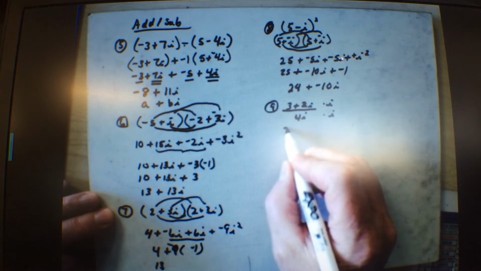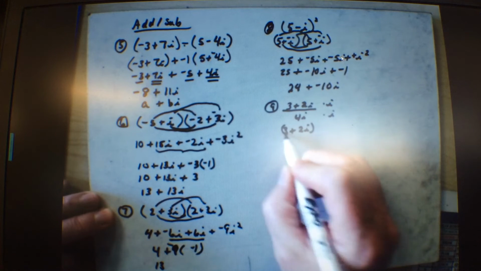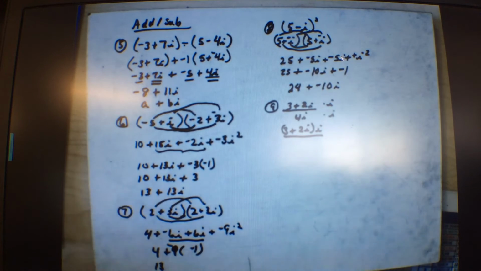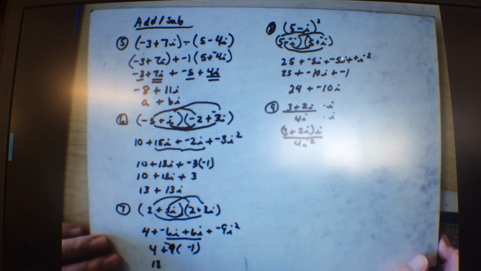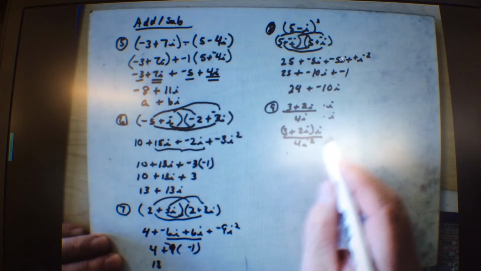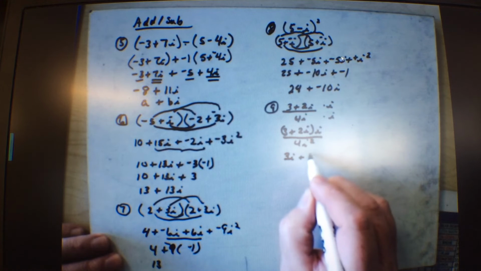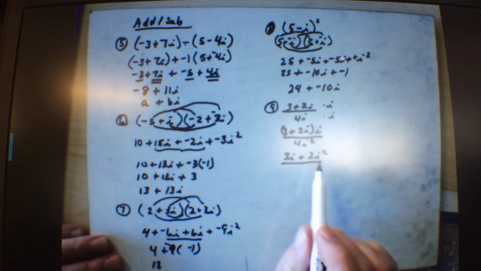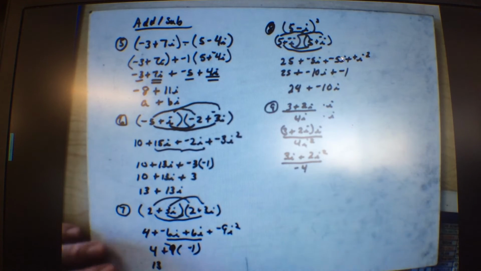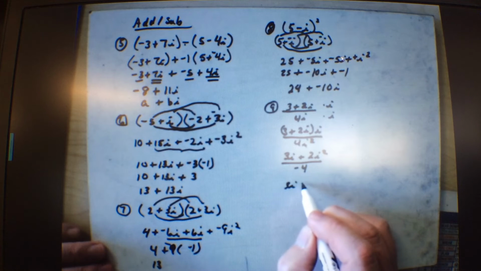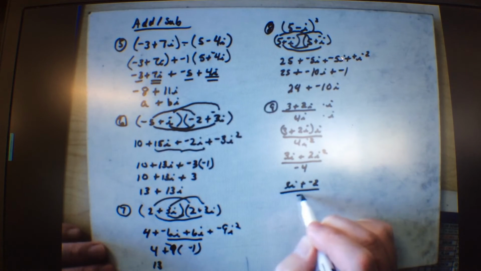Now on the top, I have 3 plus 2i in parentheses times i. Notice that it gets distributed to both numbers. On the bottom, it is just 4i squared. Do you see that? Okay. So on the top, if I distribute the i through, I have 3i plus 2i squared over, remember, i squared is a negative 1, right? So a negative 1 times 4 is a negative 4. We no longer have an i in the bottom. Okay, that's good. So on the top, we have 3i plus a negative 2 over a negative 4.